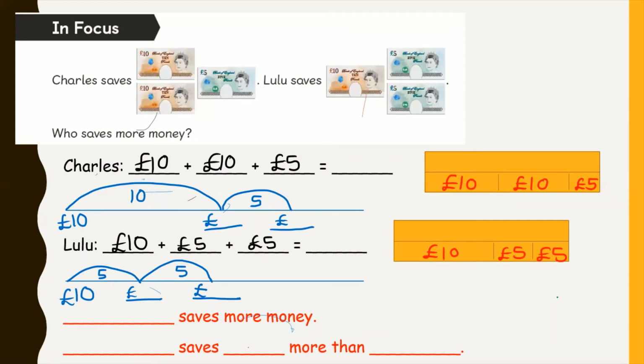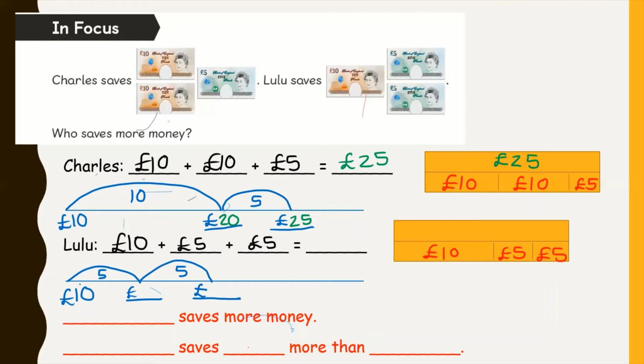Okay, did you do it? Let's have a look together. So we started with 10 and then we added 10. What's 10 add 10? It's 20. Well done if you got that. 20 add 5, 21, 22, 23, 24, 25, or you could just count in 5s to know that Charles has 25 pounds. Good for Charles.